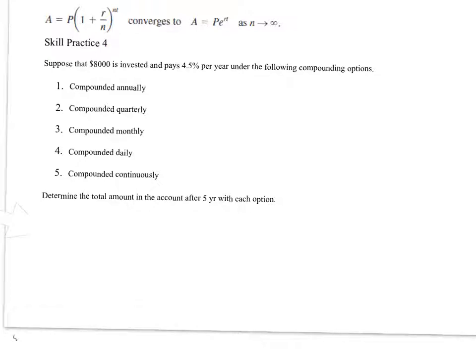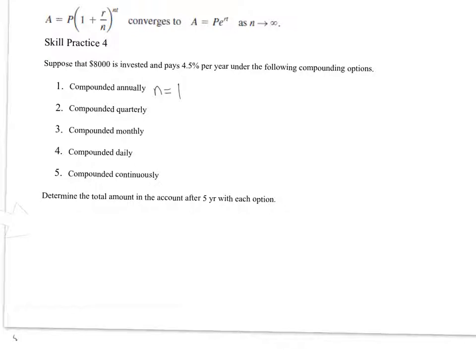All right, so here's your scenario. Suppose that you have $8,000 and it's invested. All right, so we're investing $8,000 and it's paying about 4.5% per year under the following compounded options. All right, so our first case here is we're compounding this annually. So if it's annually, then we know that our n in this situation, because it's compounded annually, our n is going to be 1.